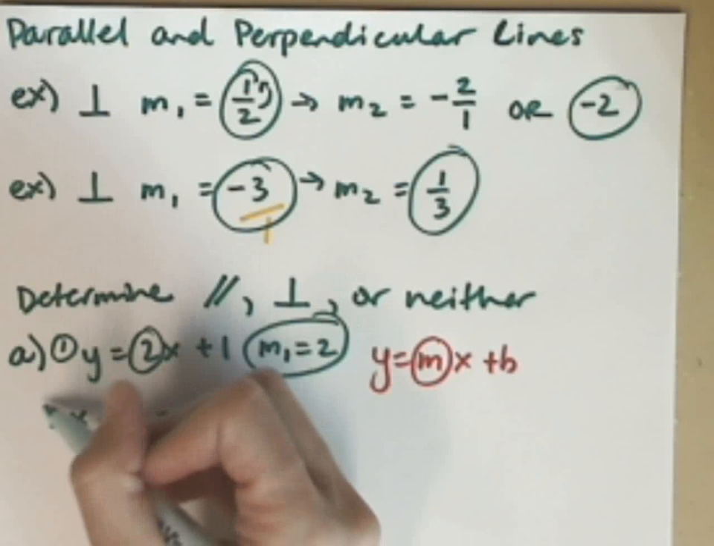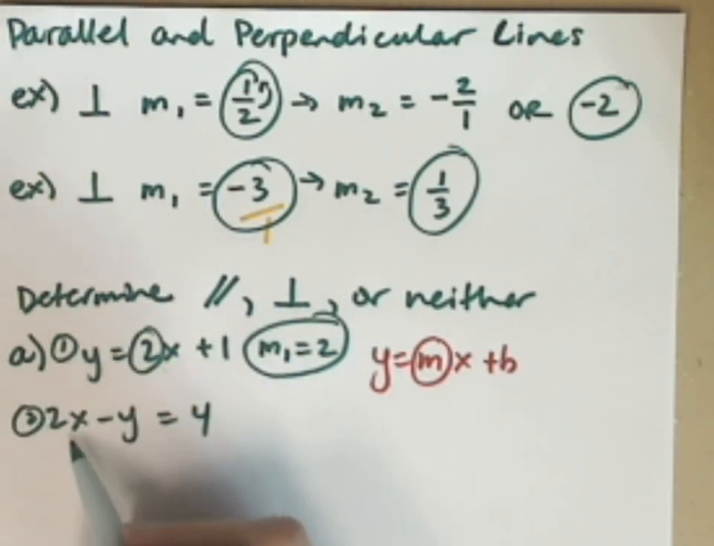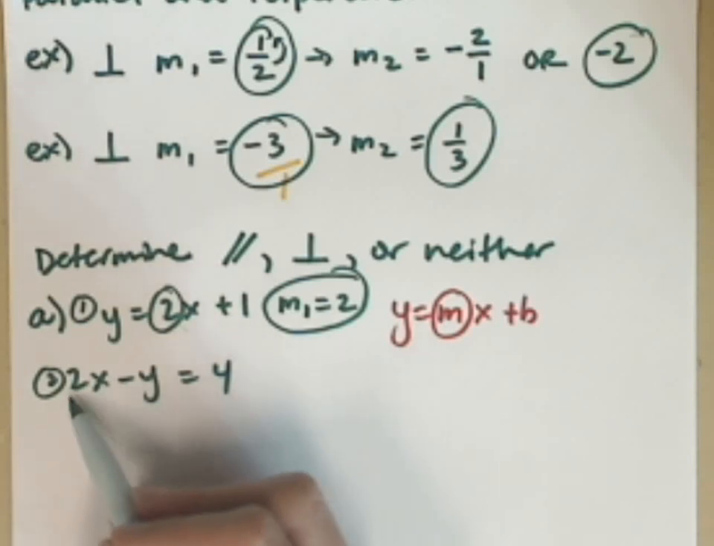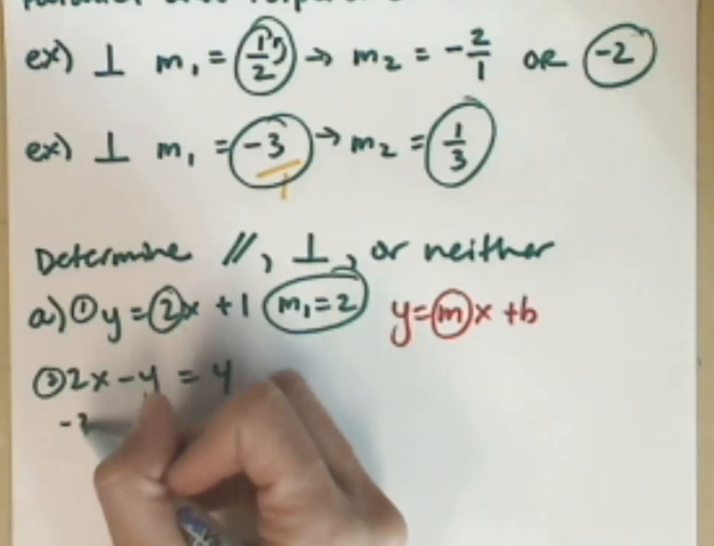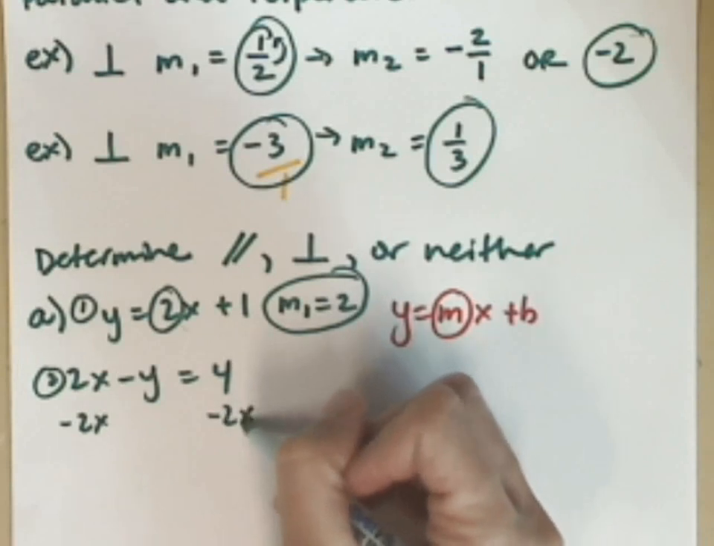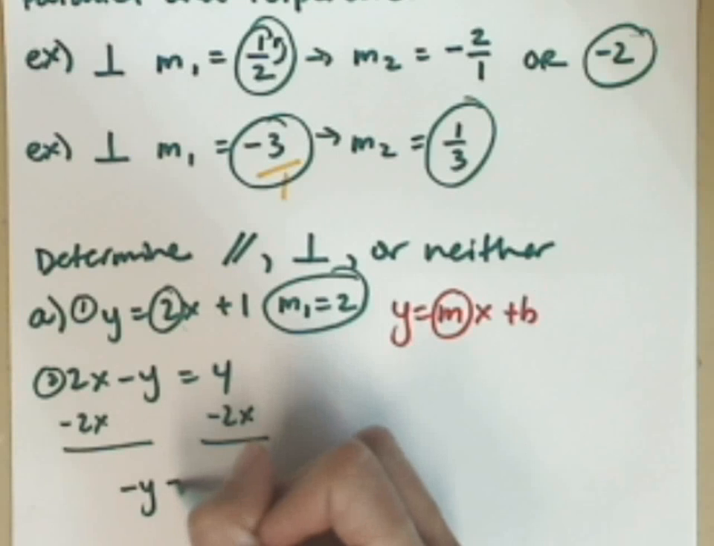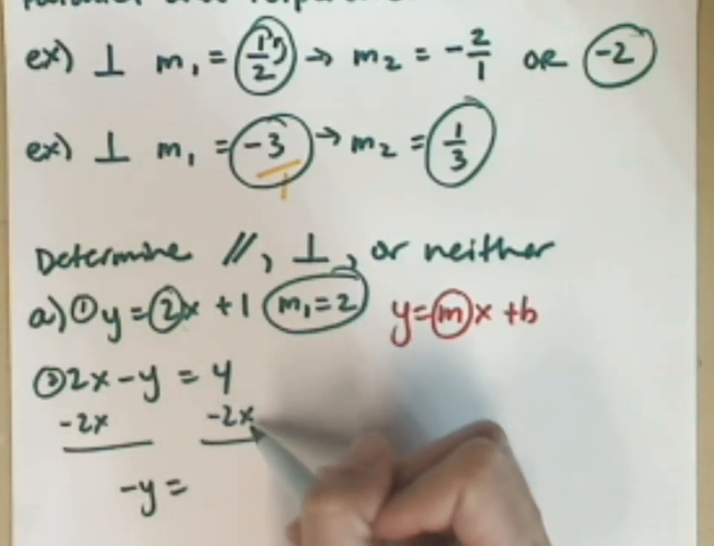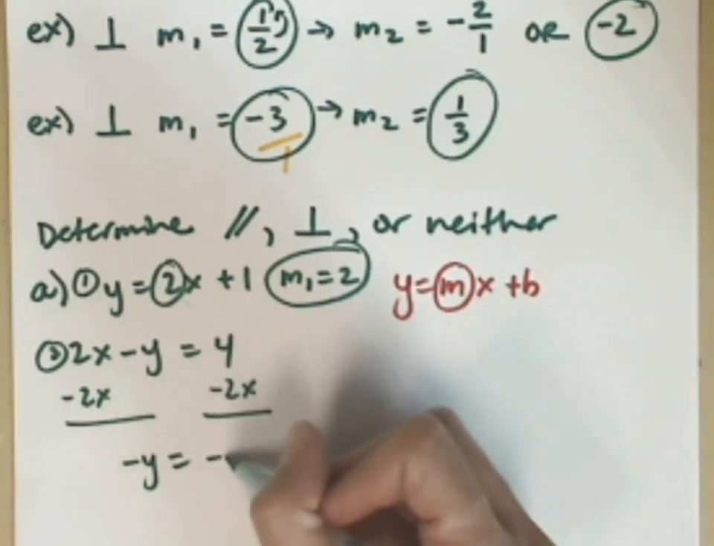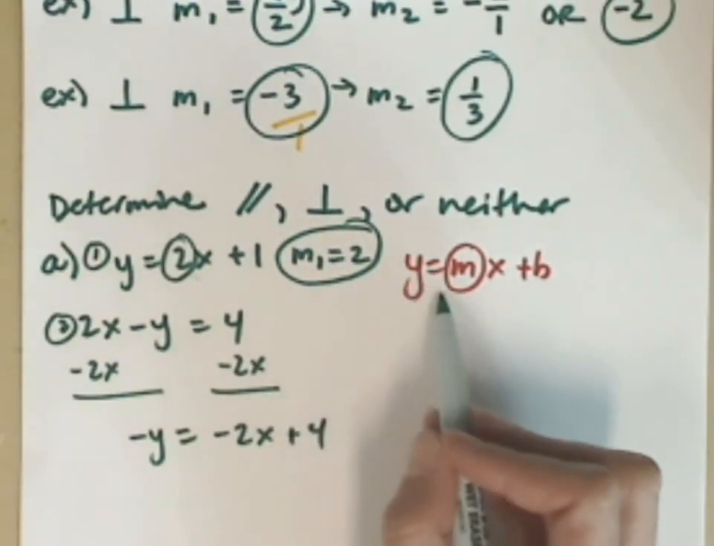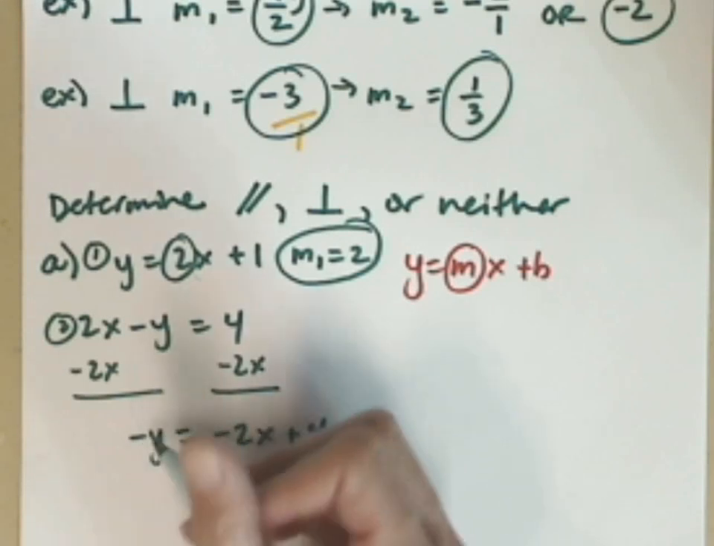Now let's take a look at the second slope, number 2. I don't quite have it in slope-intercept form. I need to solve this one for y. So the 2x needs to move to the other side. Subtract the 2x from both sides. That's 0. I bring down the negative y. I'm going to write my negative 2x first, and that's a positive 4. Negative 2x plus 4.